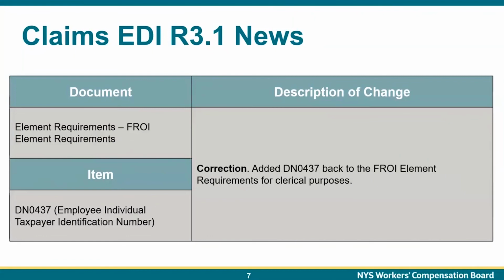The next change was on the element requirements for the FROI. It was for DN 437. We just discovered that it had somehow been removed from the element requirement table. We're not taking the employee individual taxpayer identification number, but it is important, obviously, that we have it on there, even though we're not taking it, since it is an IAIBC data element and should not have been removed from that table.